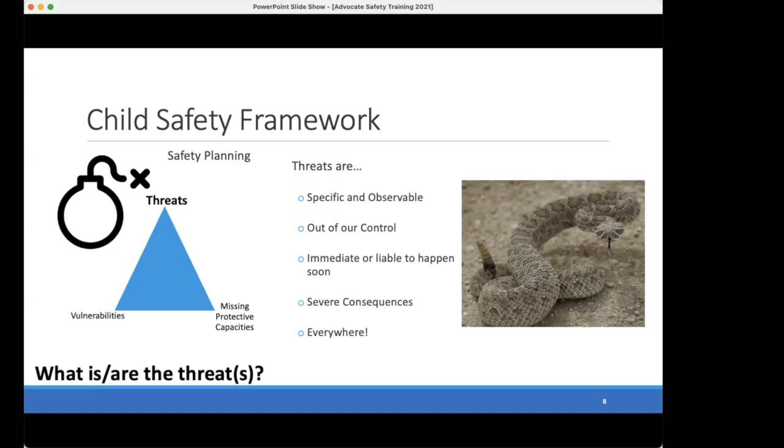And this is kind of where the analogy breaks down a little bit. Thankfully, snakes are not everywhere, especially rattlesnakes. But that is how we think of threats: specific and observable, out of our control, immediate or liable to happen soon, severe consequences, and snakes are not, thankfully, everywhere, but threats are.